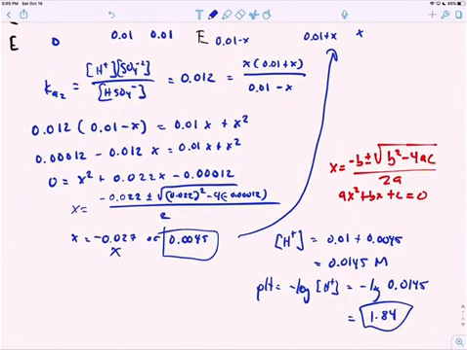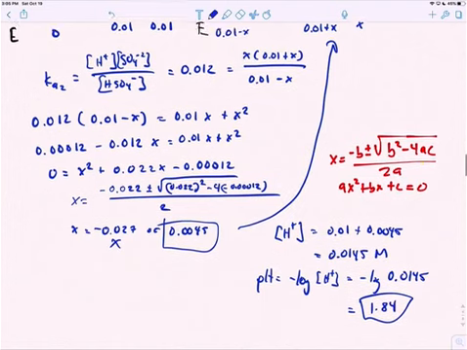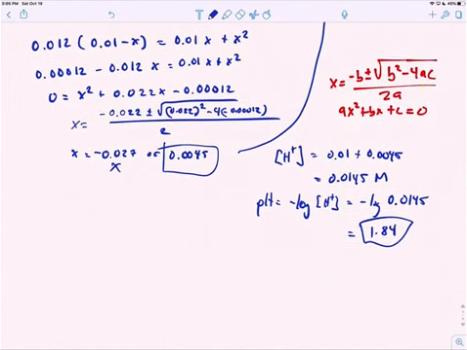Okay, so then you pick the proper term for the solution, and you apply it, and you get a hydrogen ion concentration of 0.0145 molar, which corresponds to a pH of 1.84. Okay, so that's a long problem. Whew.